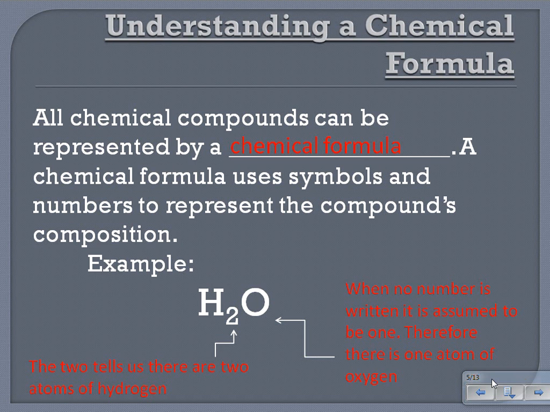When no number is written, it is assumed that there is a 1. So if you want to write a 1 in, you can, but you don't have to. Therefore, H2O means that there are 2 atoms of hydrogen and 1 atom of oxygen in the molecule.